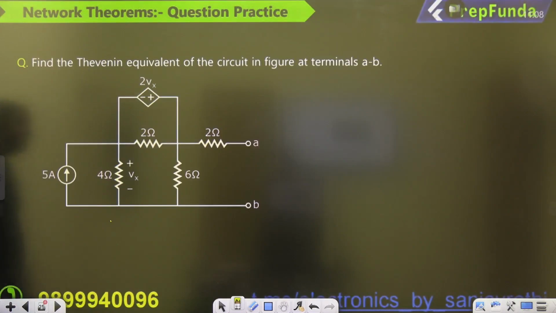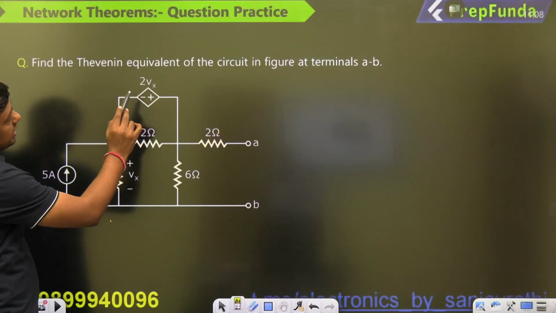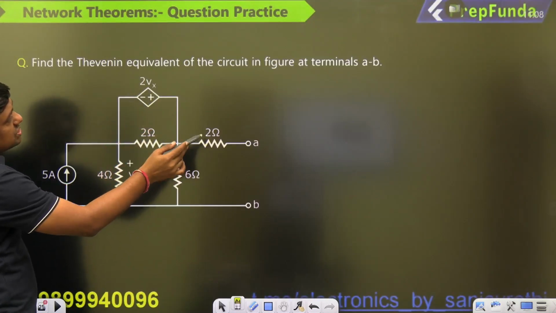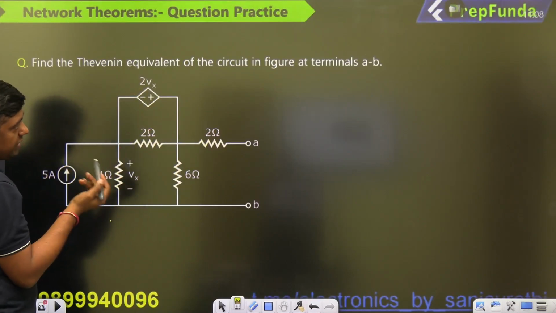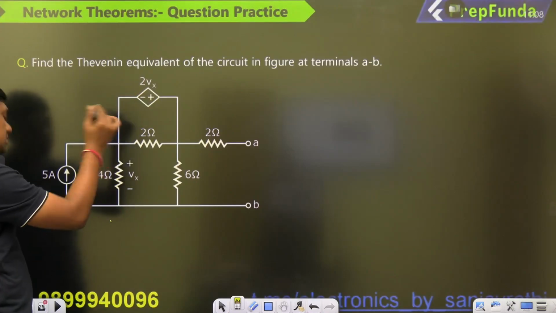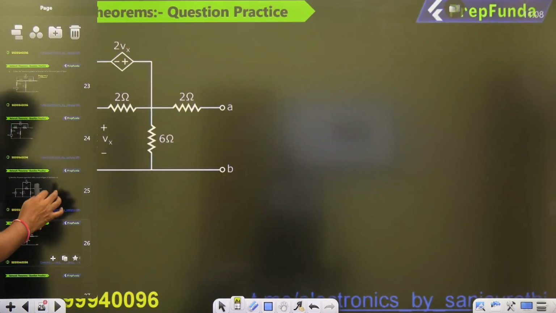Find the Thevenin's equivalent of the circuit in figure at terminal A and B. If you want the Thevenin's equivalent, we have a dependent source here, 2Vx. Dependent source Vx, 2Vx, and you have to find the Thevenin's equivalent across A and B. We have to find the VOC and the RTH, both. So what is the effect of this? Now, how can we solve this question? Thevenin's equivalent.